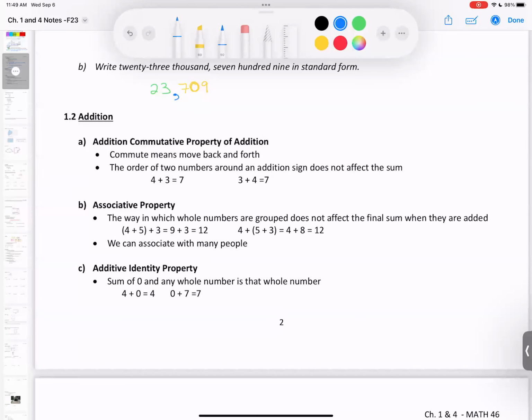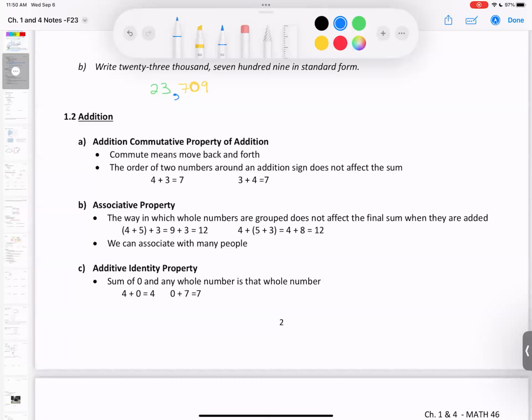All right, moving on to section 1.2, we're now going to talk about addition. There are three properties of addition we should discuss, and properties in math are kind of like the rules that are always true. The first rule that's always true is the commutative property of addition. If you think of commuting, you might think of moving back and forth, and that's really what this is about. It's saying the order doesn't matter.